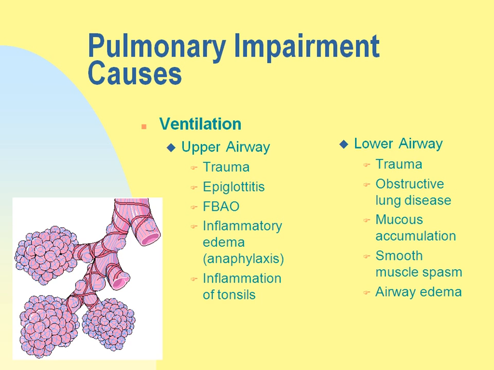Mucus accumulation can be from prolonged lung disease. It can also be from various irritants, like CS gas, for example. Smooth muscle spasm, asthma is your big one there, and airway edema. So what's our mindset and how do we fix this? What are ways we can fix these things?